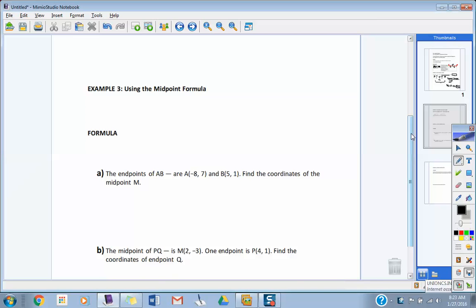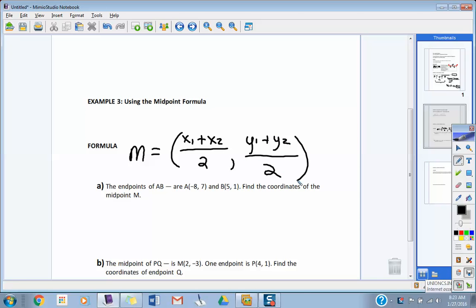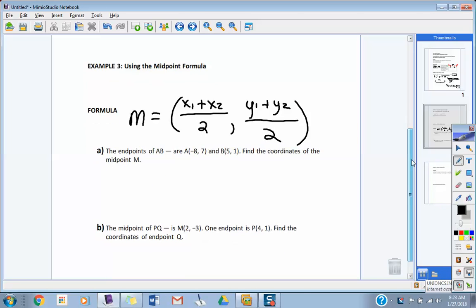Guys, in your notes, how about somebody recall what the midpoint formula was for me? Somebody want to shout that out to me real quickly? Okay, go ahead, Taryn. x1 plus x2 over 2. All right. y1 plus y2 over 2.